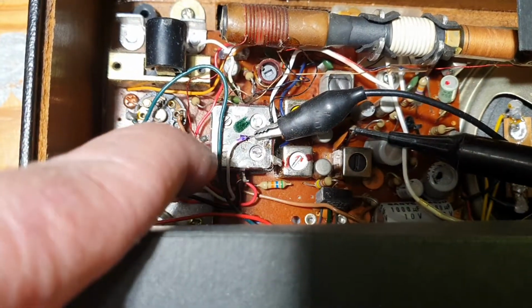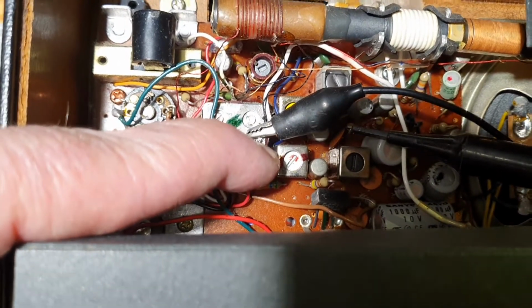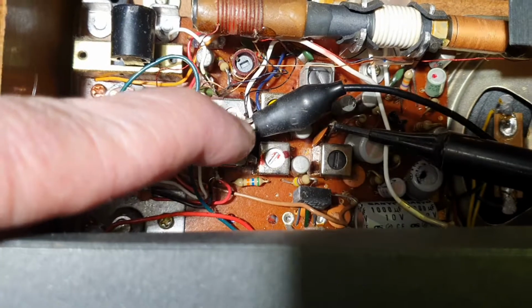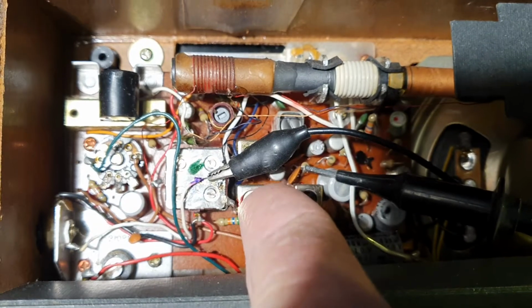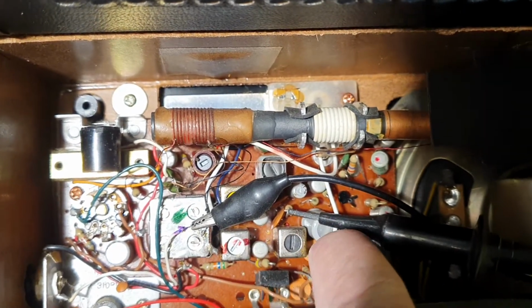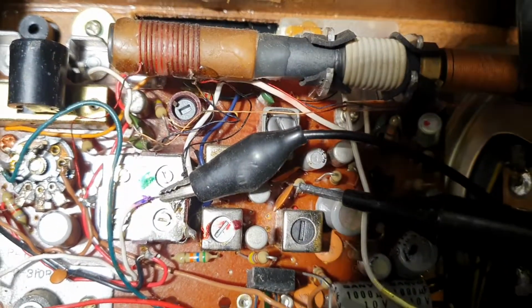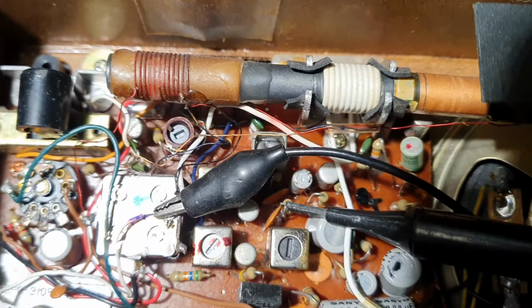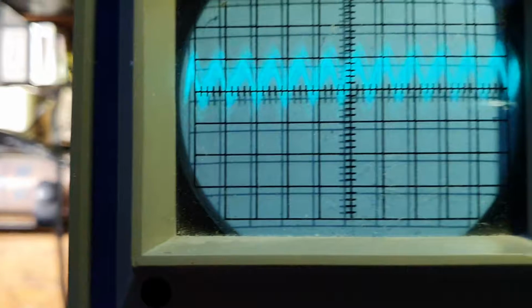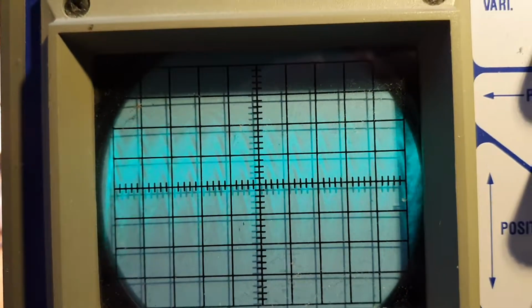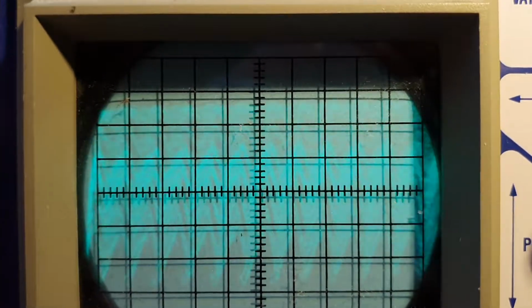It's been modulated by a signal that makes it into 455 kilohertz for the intermediate frequency, which is going through these stages here. And at the moment I'm monitoring the output of the intermediate frequency section.